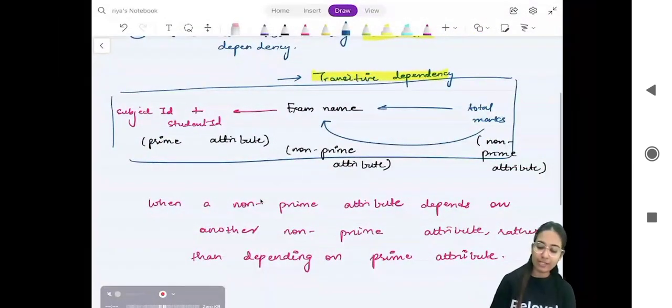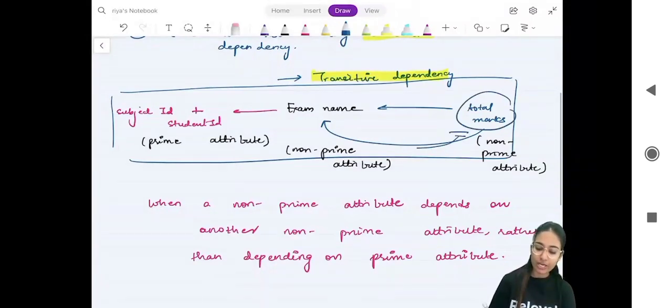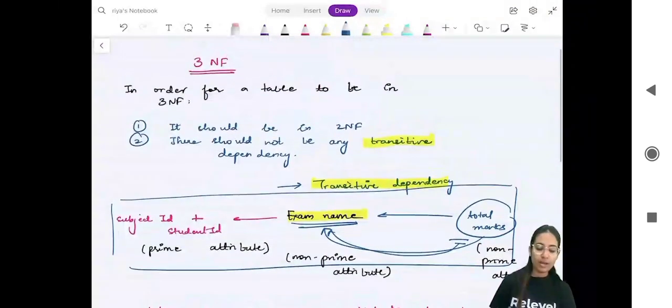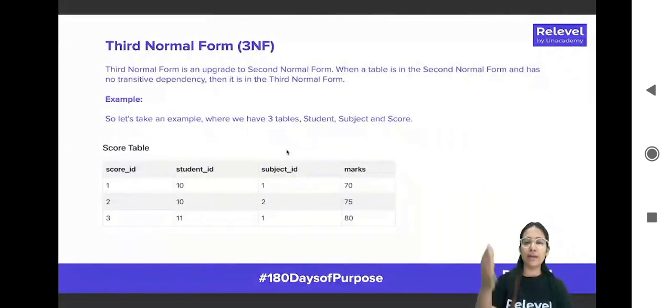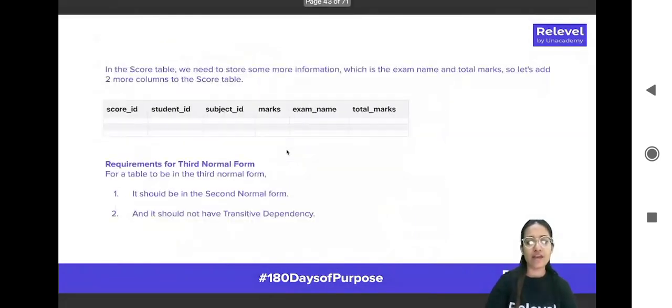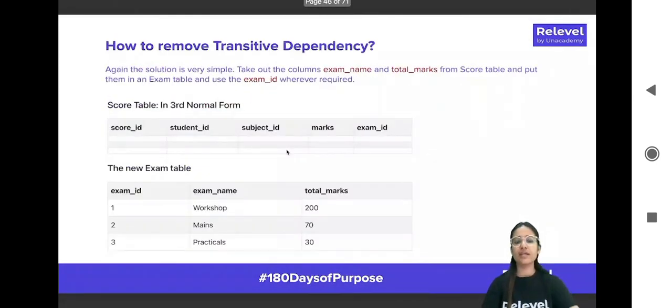What is transitive dependency? When a non-prime attribute is actually dependent on another non-prime attribute, right? Such a situation we call a transitive dependency. It should never happen, and we have to ensure that in third normal form there is no kind of transitive dependency. A simple solution to remove transitive dependency is to introduce a new table altogether, where we store a particular ID, which is the exam ID, and use that exam ID wherever required instead of storing the redundant data again and again in the score table.